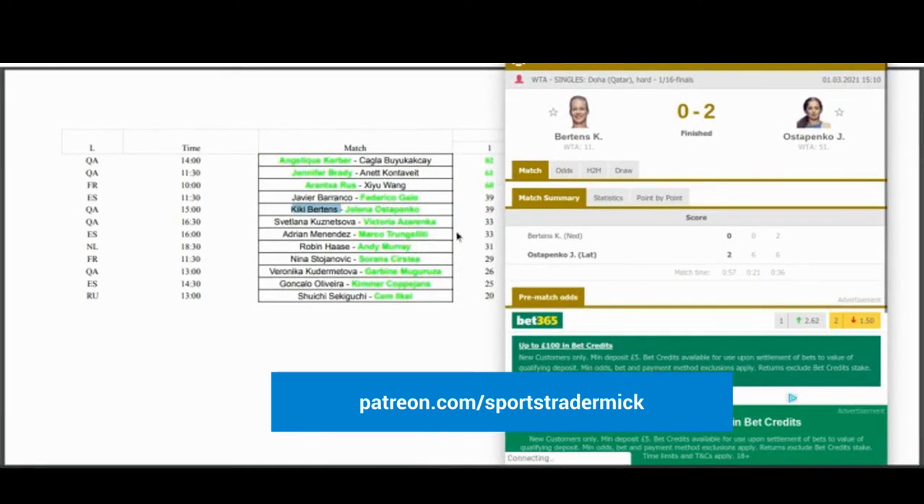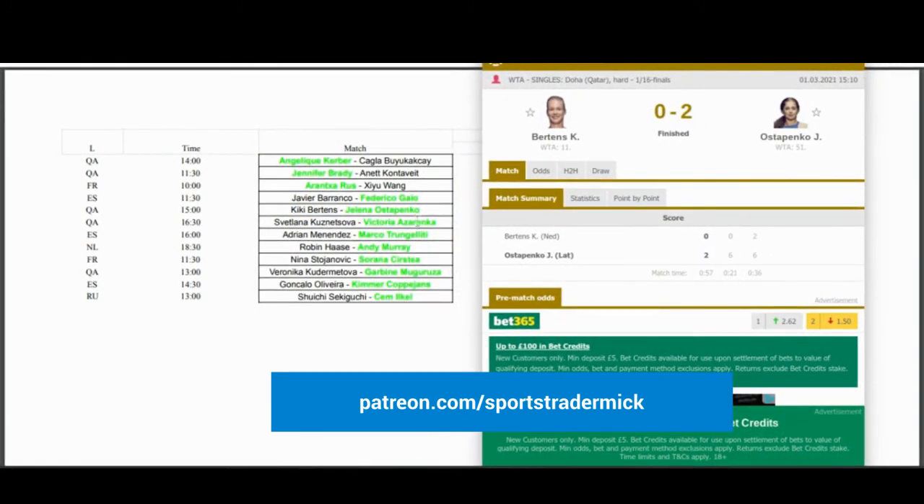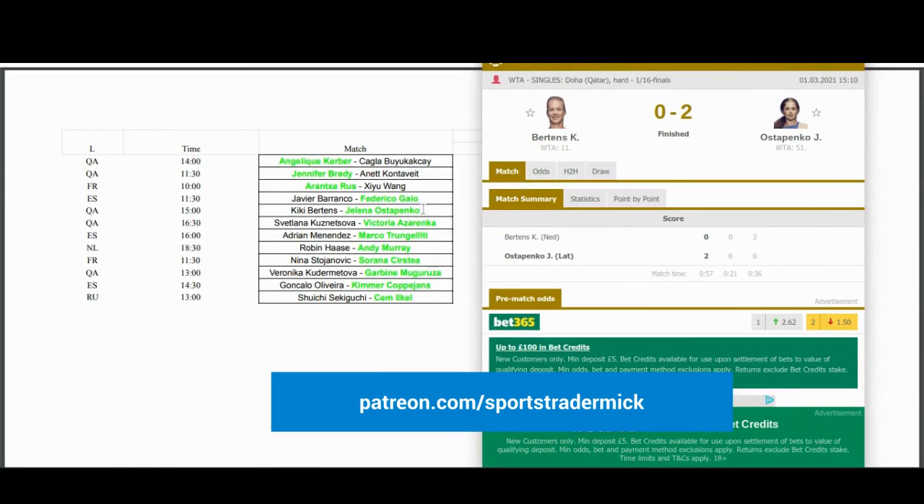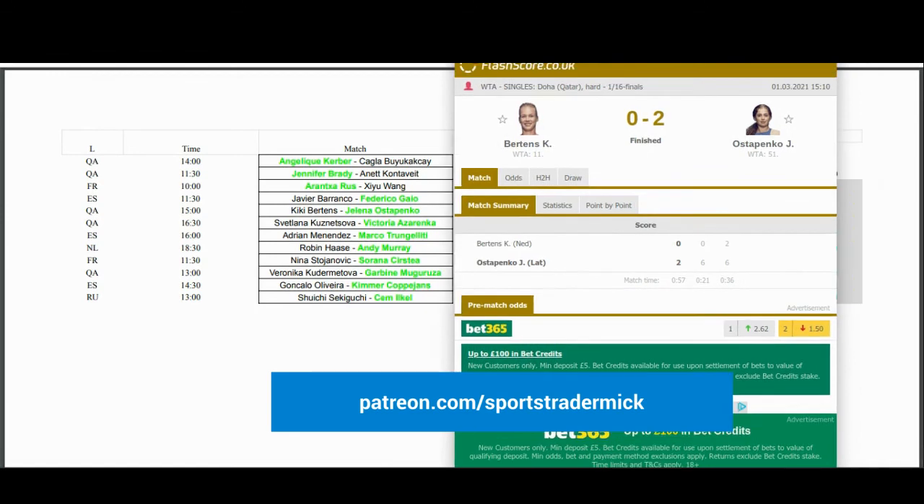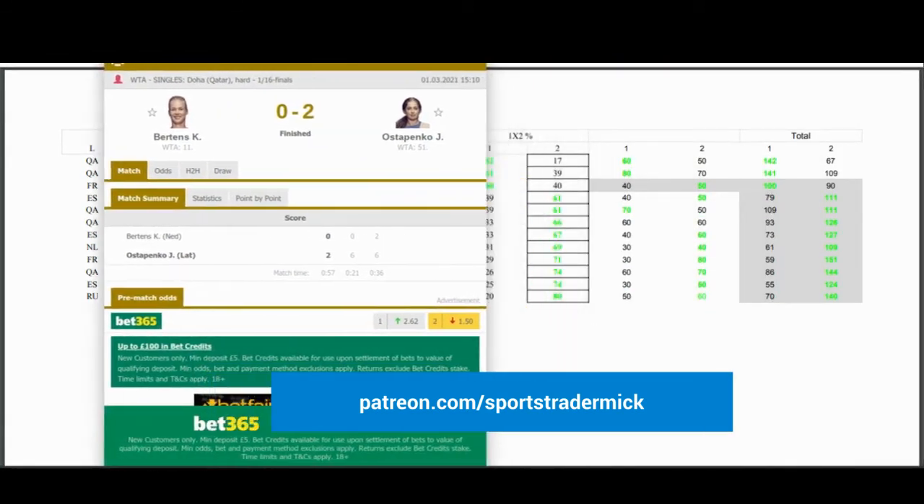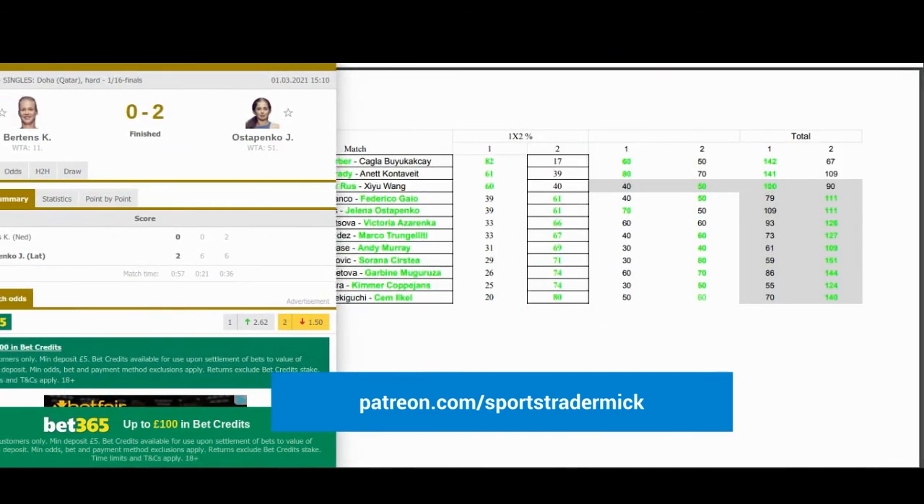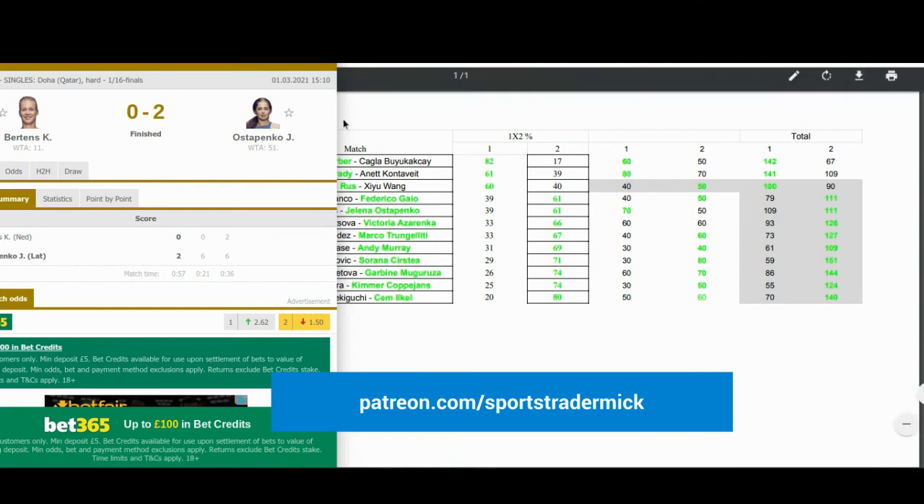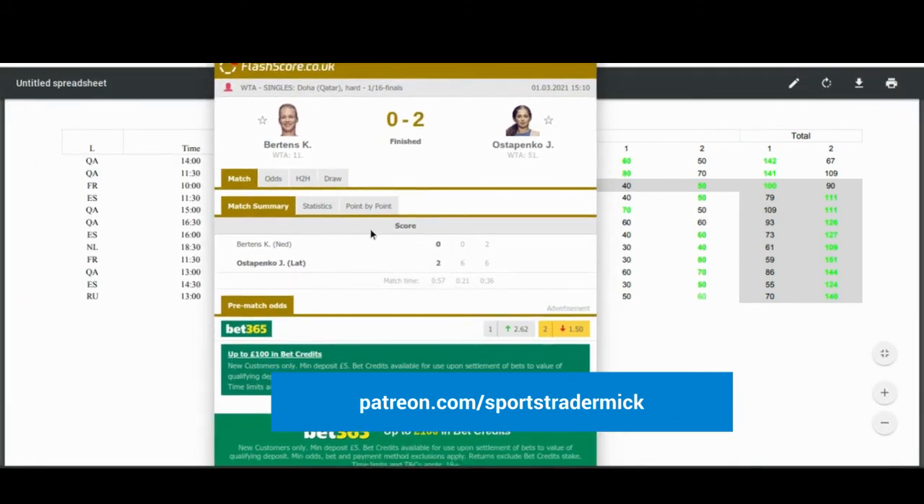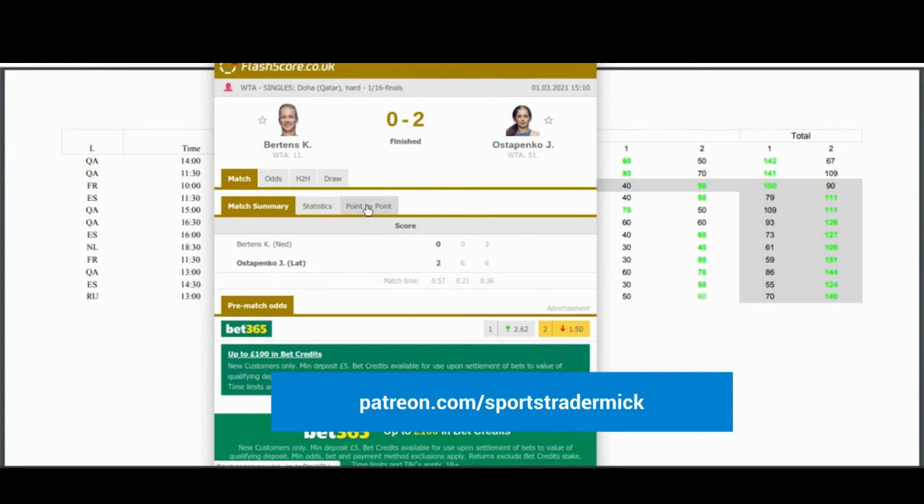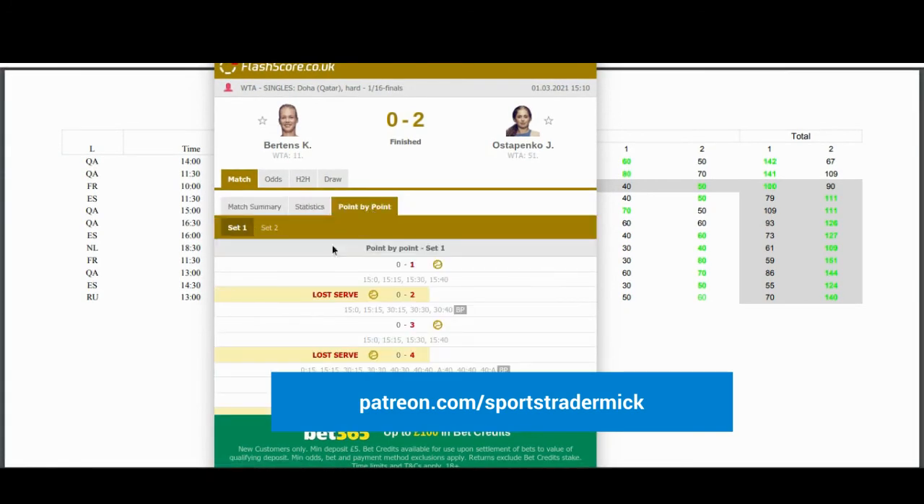So what we got on here? Got the favourite right. Did well with that. But the underdog was stronger on the surface just a little bit. There weren't much between. So let's have a look how this one panned out. There's a point by point. First set.